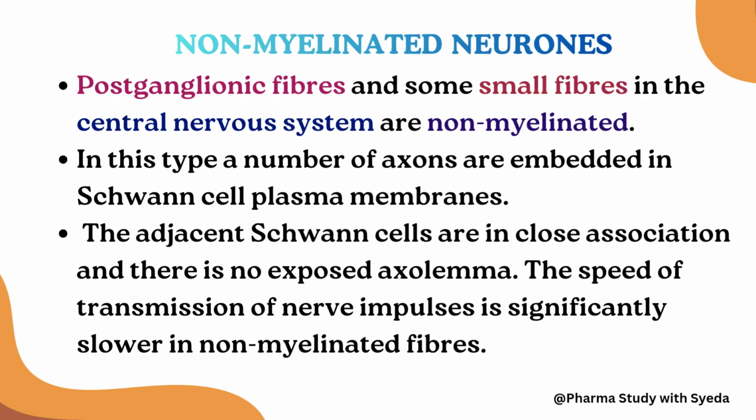Let's understand the non-myelinated neurons. Postganglionic fibers and some small fibers in the central nervous system are non-myelinated. In this type a number of axons are embedded in Schwann cell plasma membranes. The adjacent Schwann cells are in close association and there is no exposed axolemma. The speed of transmission of nerve impulses is significantly slower in non-myelinated fibers.